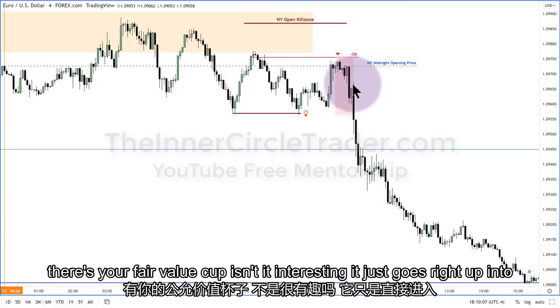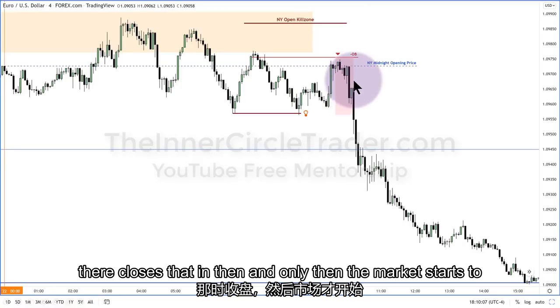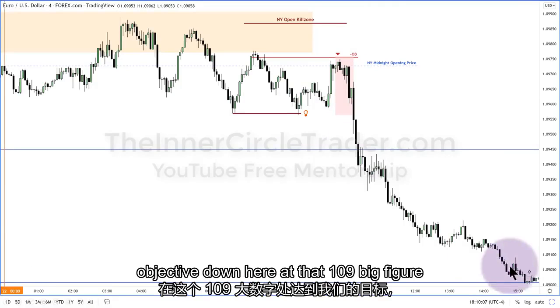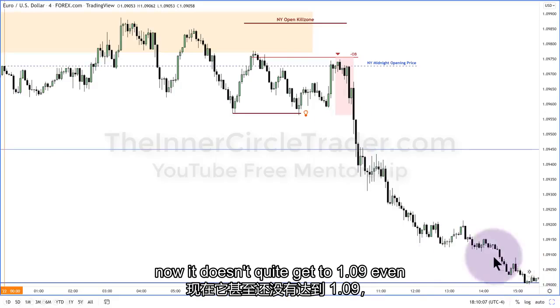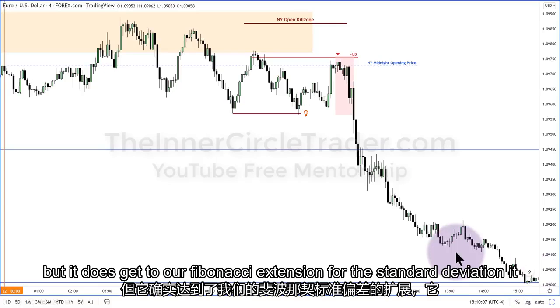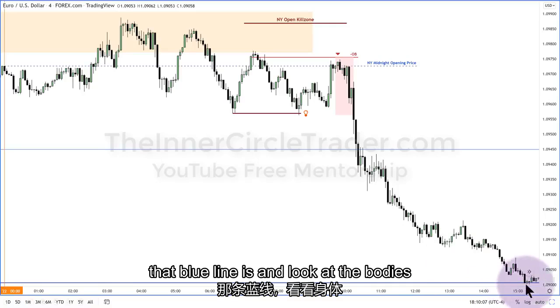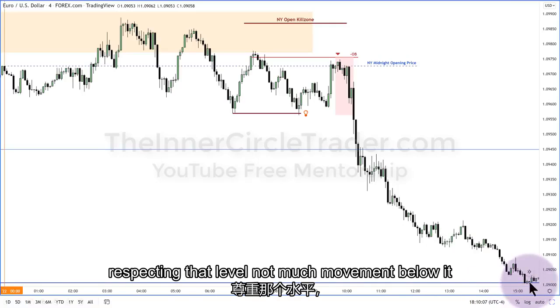Isn't it interesting how this goes right up into there, closes that in, then and only then the market starts to aggressively run below the short-term low here, and then reaching into our objective down here at that 1.09 big figure. Now, it doesn't quite get to 1.09 even, but it does get to our Fibonacci extension for the standard deviation. It does get down to the old relative equal lows on the daily chart, which is what that blue line is. And look at the bodies respecting that level. Not much movement below it.